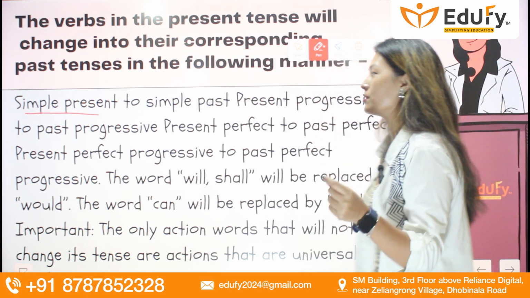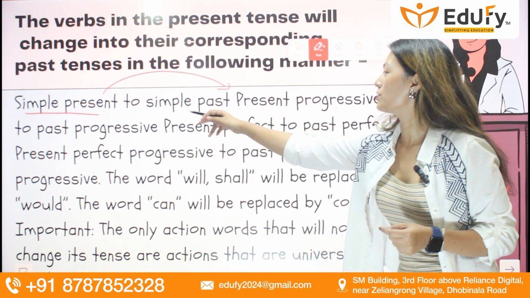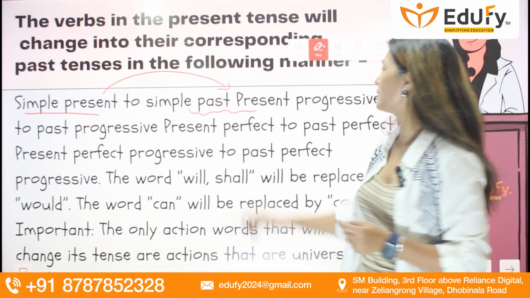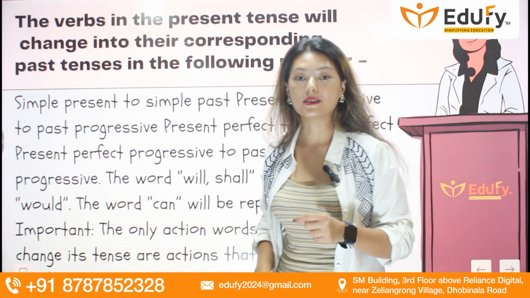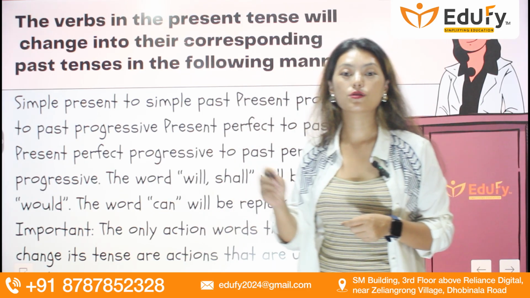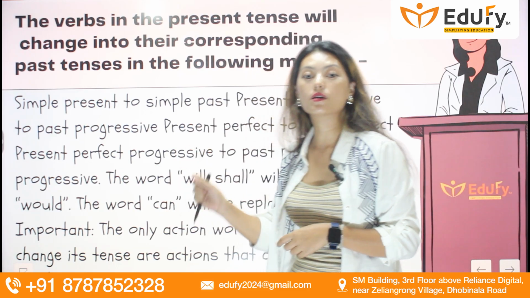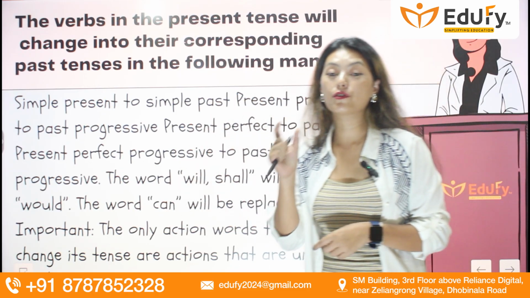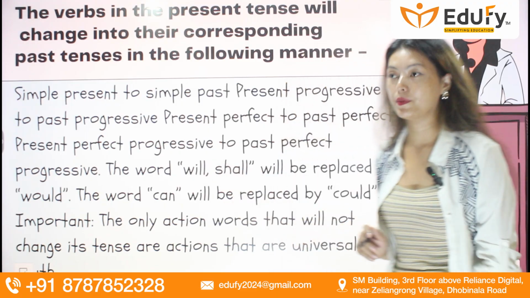So if that sentence is changed to indirect speech, how will I change it? It will change to simple past tense. So for example, like I said, he said, I walk to school every day will change to, he said that he walked to school every day. So the verb walk has changed from simple present to simple past.